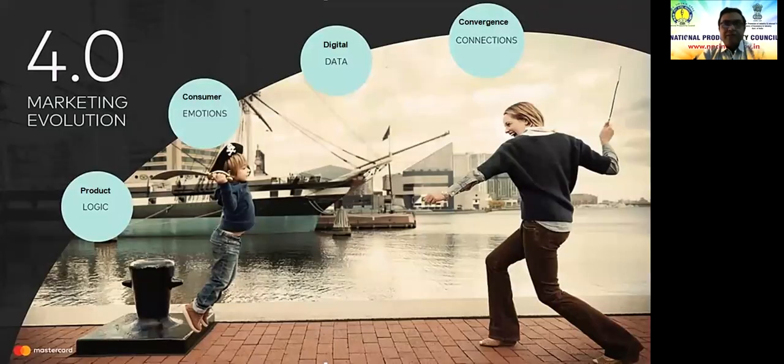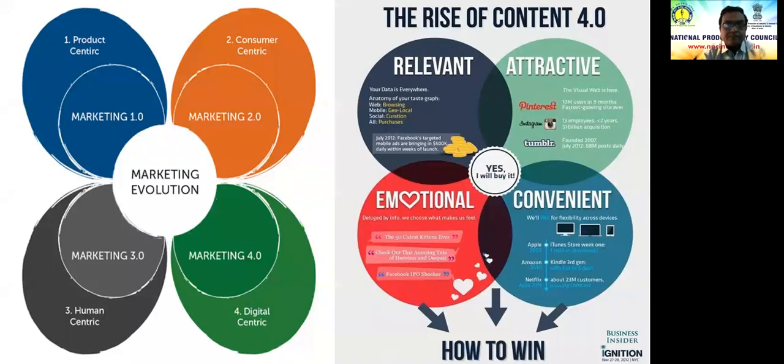This is a nice visual that I always wanted to share, by MasterCard. It beautifully depicts what this marketing evolution has brought in, from product to consumer to digital convergence. Now it is more towards connections. With digital convergence, our entire digital touch points are on our mobile screen. So it looks like this marketing evolution from 1 to 4 has given rise to content 4.0. This is an interesting aspect that we want to discuss. The content that we create today for any business is about relevancy, attractiveness, emotion, and convenience, and that's how to win.